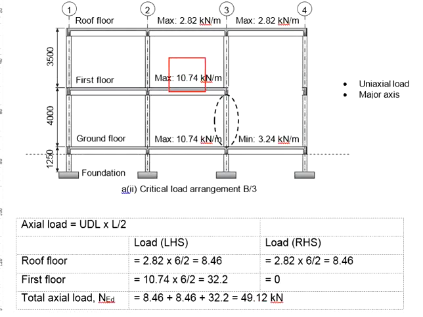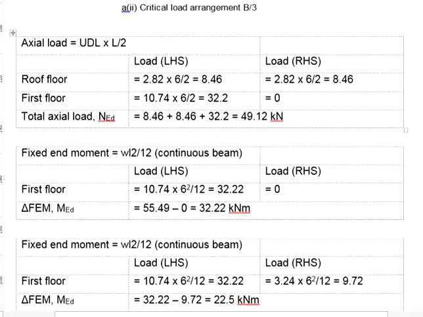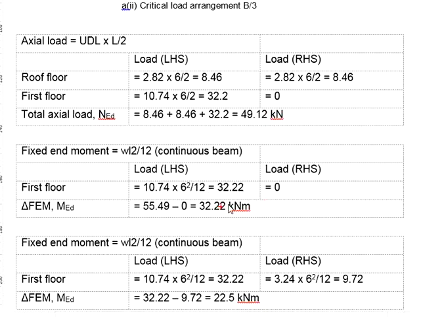W is 10.74 kN per meter, L is 6 meters. WL square per 12, you get 32.22 kN meter. There is no moment from the other side. That means this fixed end moment shall be fully taken by the joint. Let us put this 32.22 kN meter on hold first. We're going to calculate the distribution factors and then get the moments taken by the column.